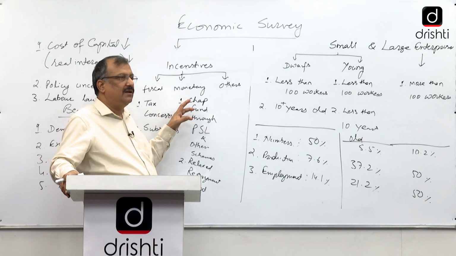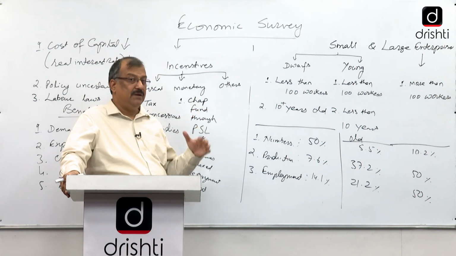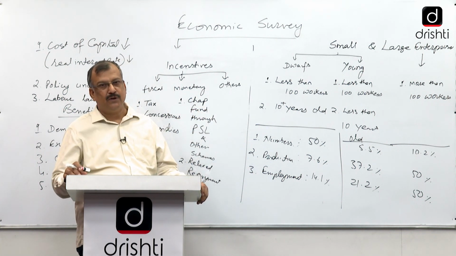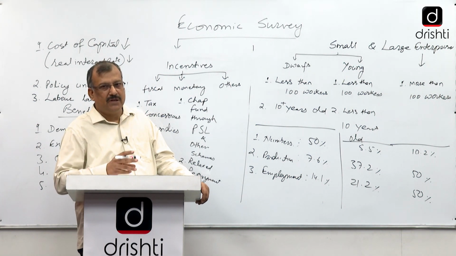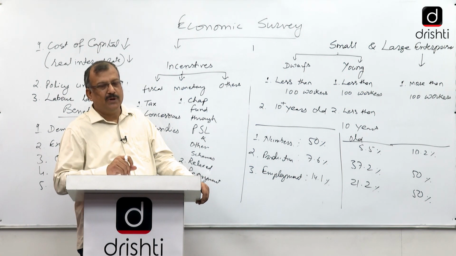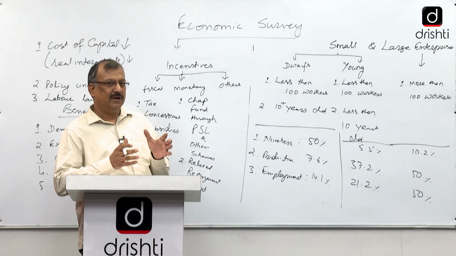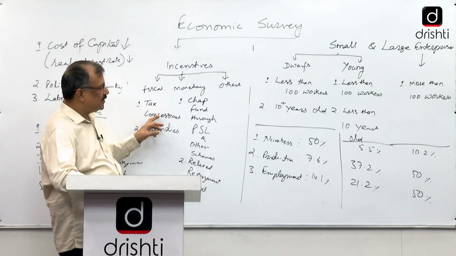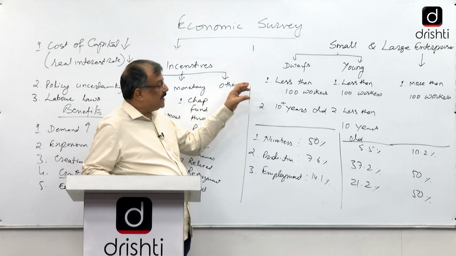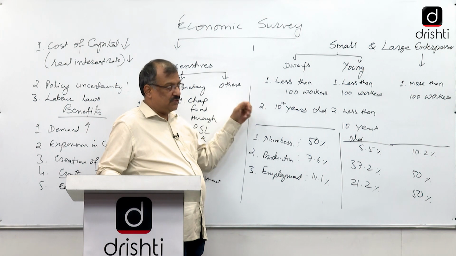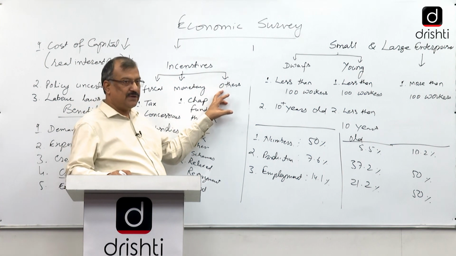So they deliberately keep the number of workers less than 10, and if they need more workers, rather than taking them on payroll, regular salaried job, they take on contractual job, or they outsource certain processes of their business so as to keep the number of workers on payroll less than 10 and continue to enjoy these incentives. So this is a problem. This is creating this kind of dwarf enterprises. So the suggestion in the survey is that we need to reform the labor laws.